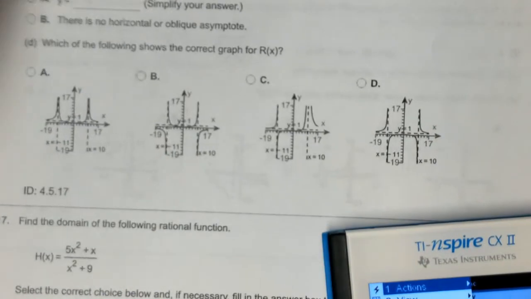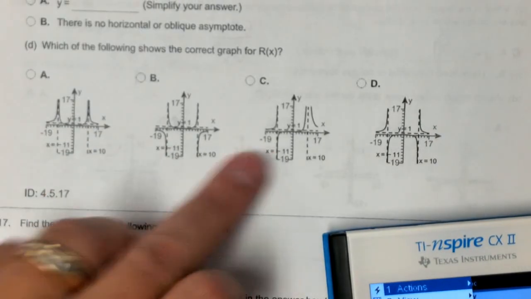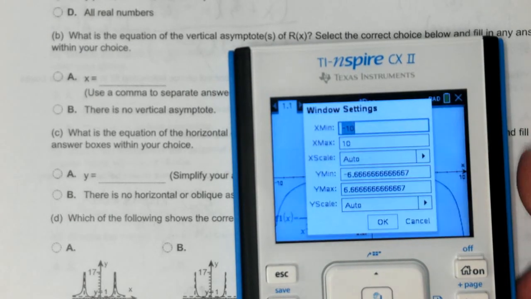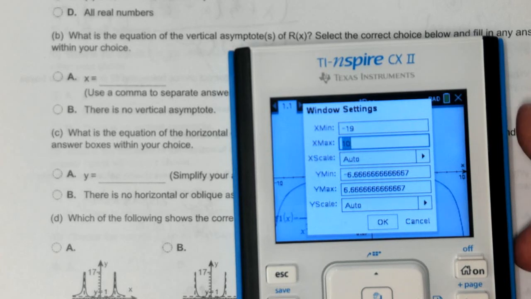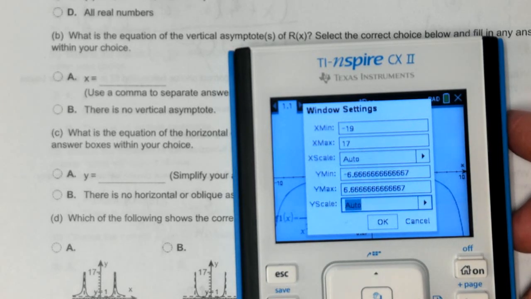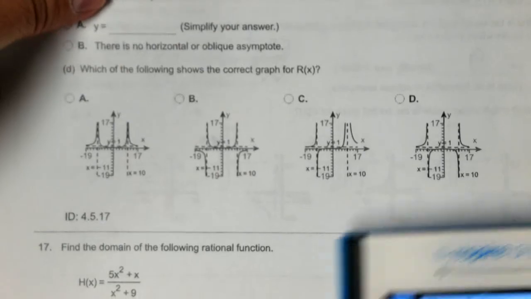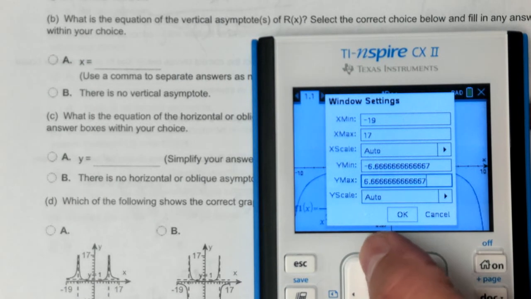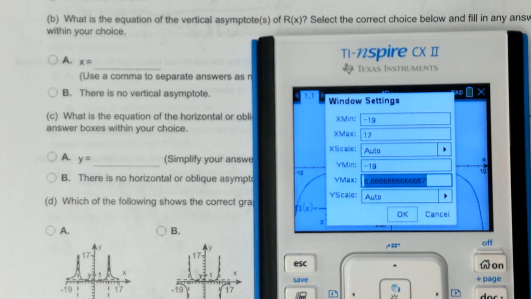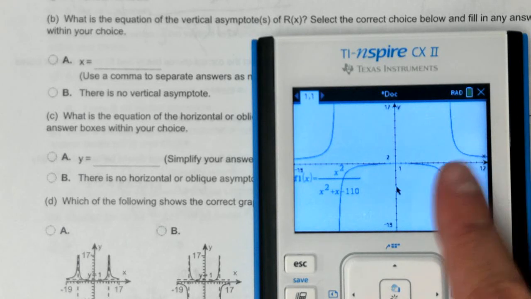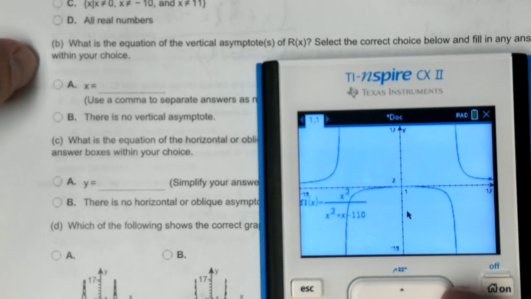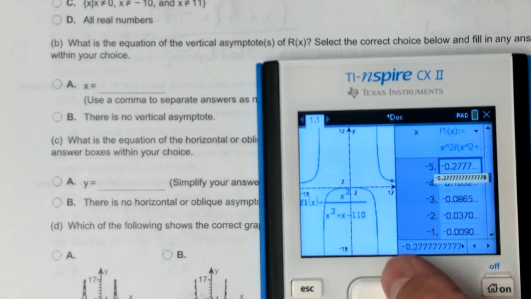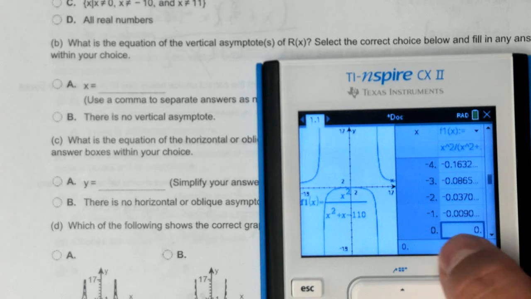Based on this is negative 19 to 17, let's change that to our settings. Negative 19 to 17, same thing for the y's. Negative 19 to 17. Okay, so there we go. And at 0, it was 0. Just notice that.